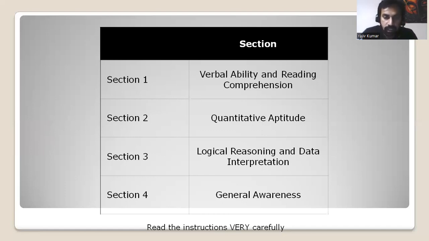Remember one thing: read the instructions very carefully. In 2018, if I remember right, they broke logical reasoning and DI into two different sections, which confused students. Generally we know the sections are verbal ability, QA, LRDI and general awareness, but that time LR and DI were separate, so people failed to clear the sectional cutoff, thinking that solving an LR question meant they had cleared the LRDI cutoff. The exam is not as standardized as CAT, SNAP or NMAT, so it might differ. Read the sections very carefully.